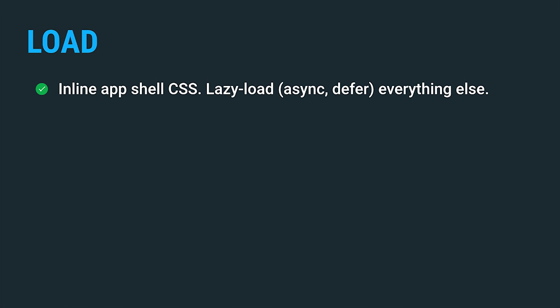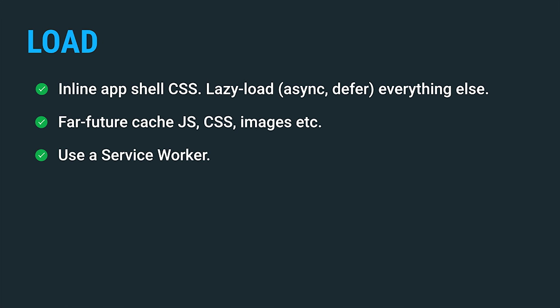So then, load stuff. I would say inline your app shell CSS, lazy load absolutely everything else. Bob Dodd did a great job explaining that yesterday. I'm saying the same thing today. Far future cache your JavaScript, your CSS, your images. This is classic page load stuff, and use a service worker.